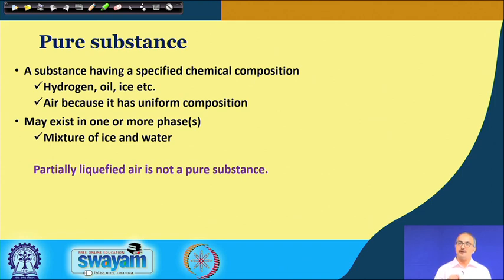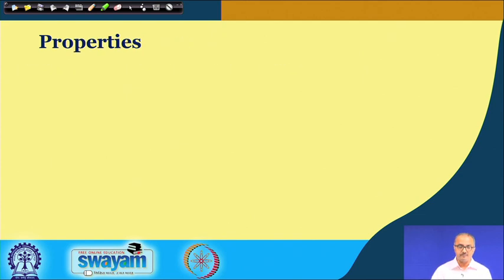So, whenever you are liquefying the air partially, the liquid phase will have more oxygen and less nitrogen, whereas the vapor phase will have more nitrogen and less oxygen. This way, when you are partially liquefying the air, we get liquid and vapor phases of different compositions. So, this kind of air is no more a pure substance.